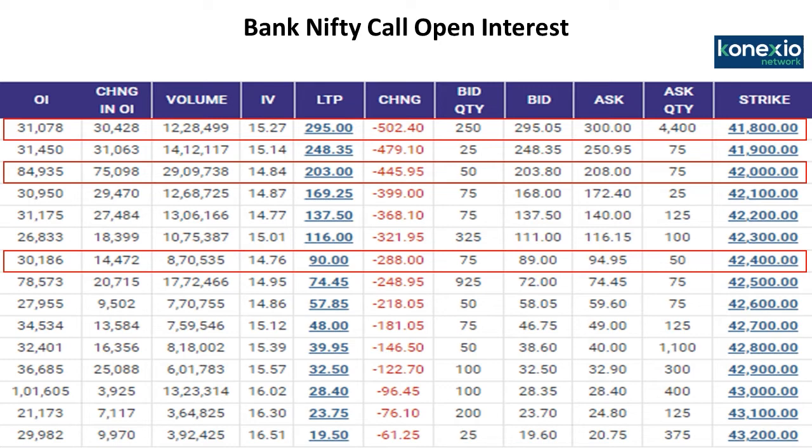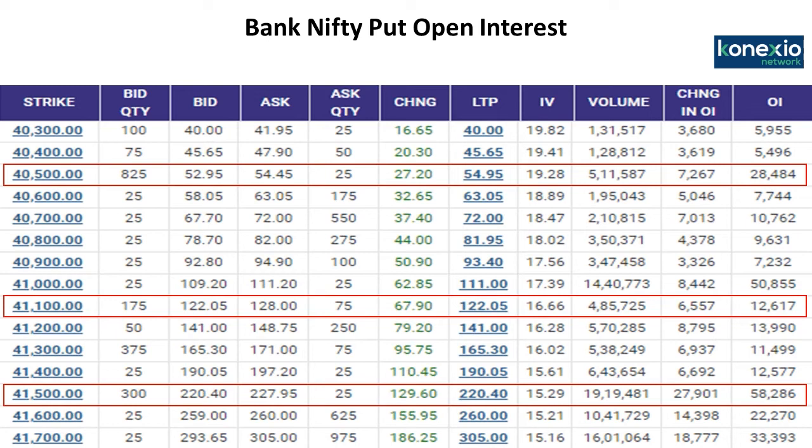Now friends, let us discuss what we have observed in Bank Nifty puts. On the screen, you will see Bank Nifty puts data. The action was seen in 41,500 puts, then 41,100 puts, and 40,500 puts. Here you can see a rise in the volumes and open interest. There has been a rise in the option premium because we have seen a sharp drop in Bank Nifty in the last week. Implied volatility is rising. It is between 15.29 and 19.28. It has already entered the slightly danger zone.